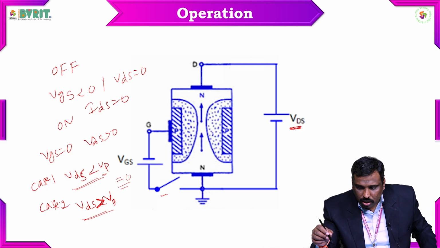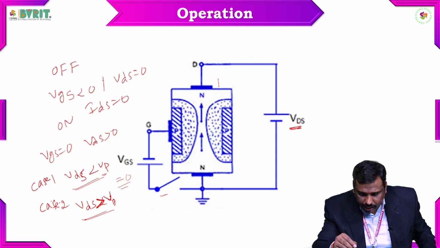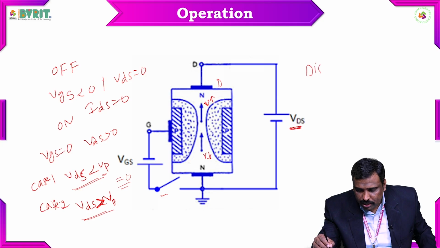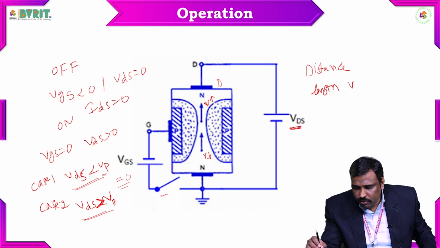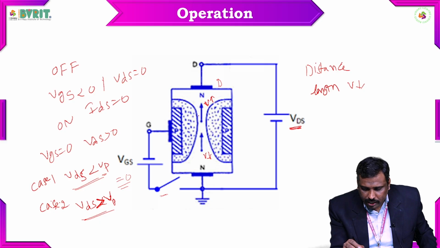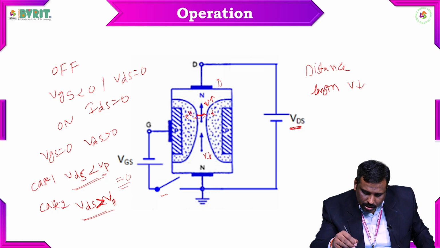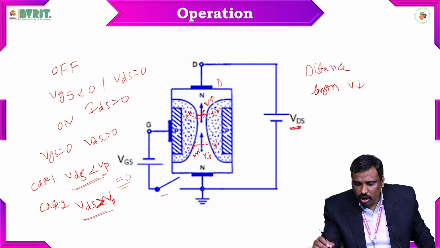In case 1, whenever we apply the VDS at the drain terminal, the potential is more here compared to here. Here the voltage is less because, with respect to distance or length, the voltage will degrade. So at the drain region it is more reverse biased and at the source it is less reverse biased. If it is more reverse biased, the channel width is less, and here the channel width is more. So this is what we call a wedge shape. The channel becomes wedge shaped.